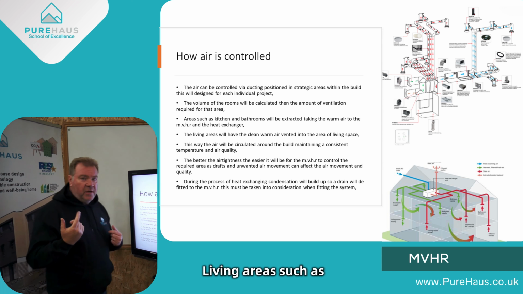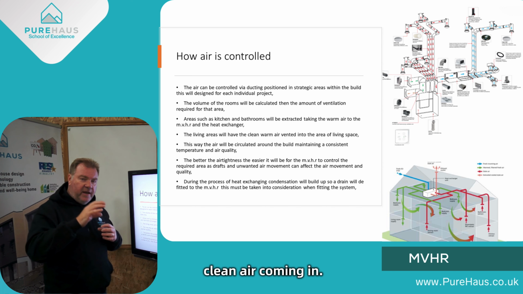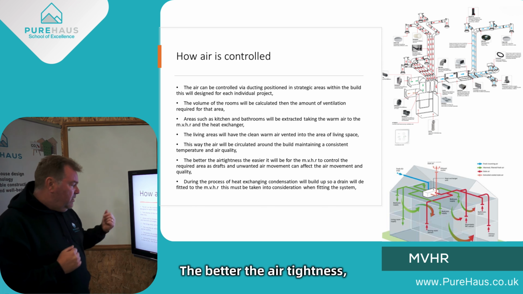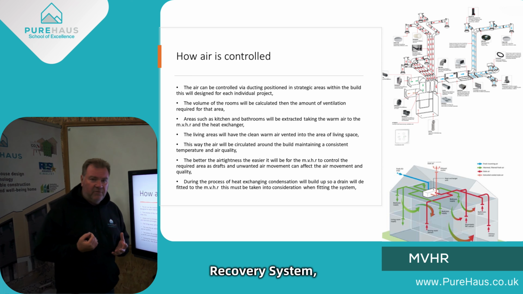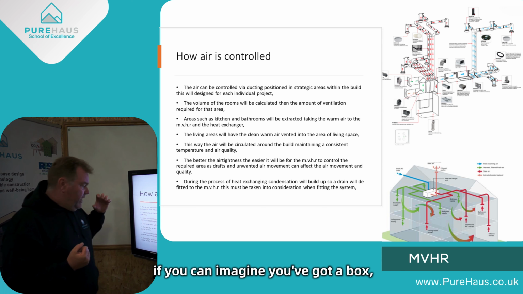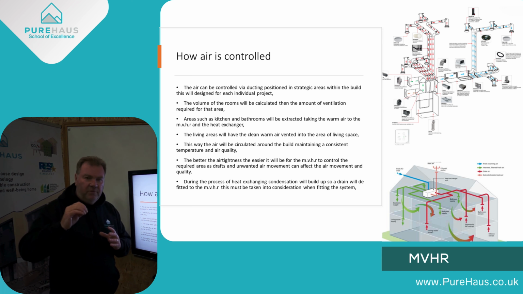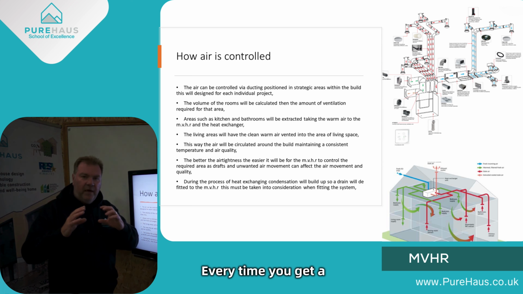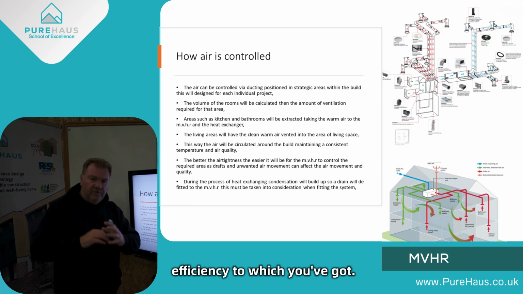Living areas such as your dining room, your lounge, your bedrooms, they're all going to be vented with fresh, clean air coming in. So it's really controlled. The better the air tightness, the easier it is for the MVHR, mechanical ventilation heat recovery system, to work. Because if you can imagine you've got a box, a sealed box, you're controlling that environment. If you get a draft coming through that, it's a non-controlled environment. Every time you get a movement of air that you don't want, it means that you're losing some of that control, some of that efficiency to which you've got.